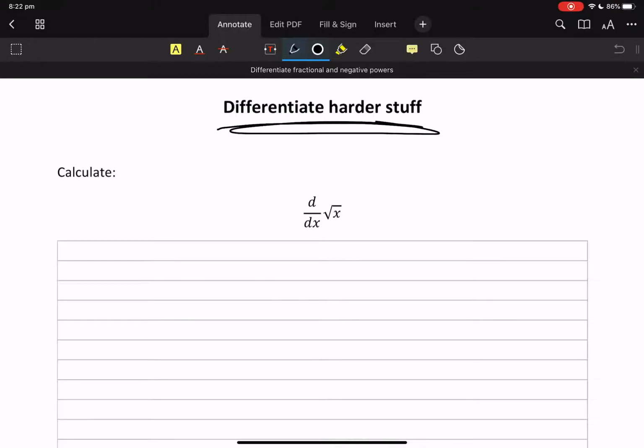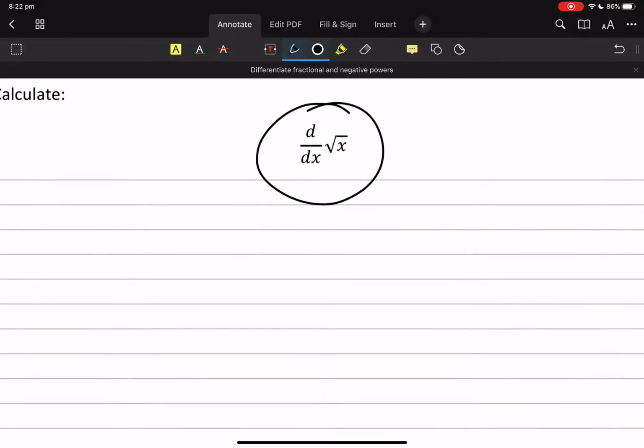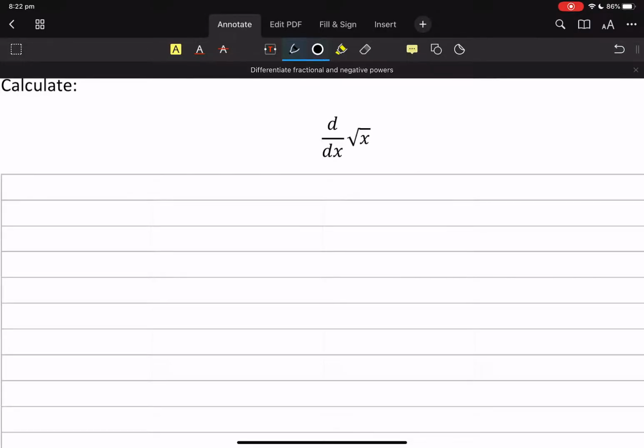So we're going to do some harder stuff here. It's going to look hard, but it actually isn't. Okay, we're going to differentiate root x. Scratch the old head, hey, how are we going to do that? Well, isn't root x just the same as x to the half?